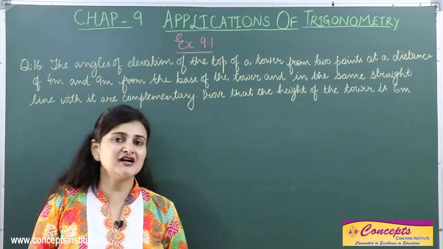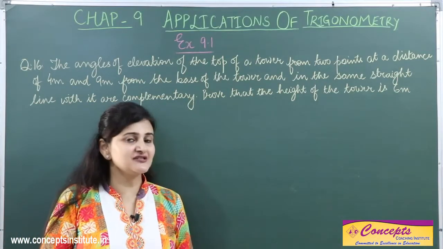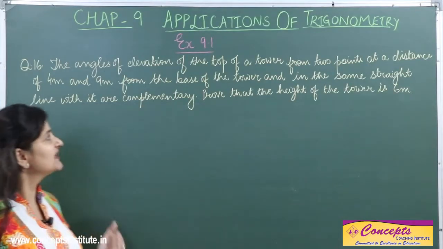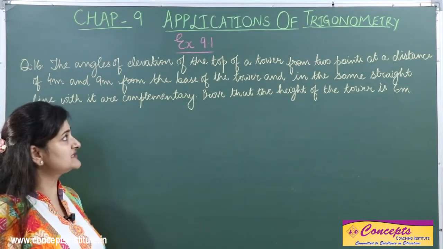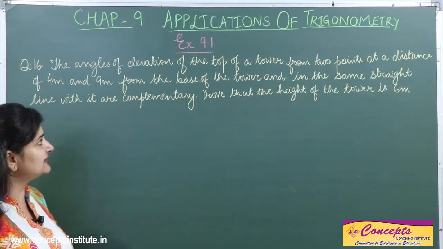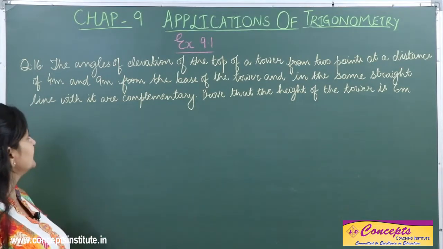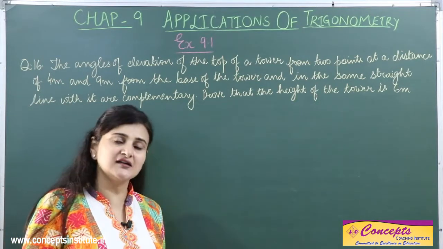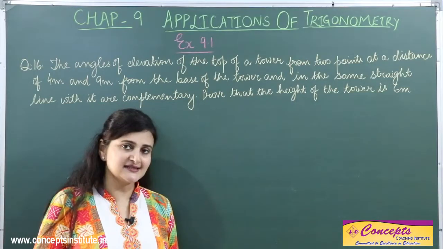Right, students, so we have come to the last question of the NCERT, that is question number 16. I am going to read this question, and let me tell you that after this question we are going to do a few extra questions as well. So question number 16 is, the angles of elevation of the top of a tower from 2 points at a distance of 4 meters and 9 meters from the base of the tower and in the same straight line with it are complementary. That means if one angle is theta, then the other would be 90 minus theta. Prove that the height of the tower is 6 meters.